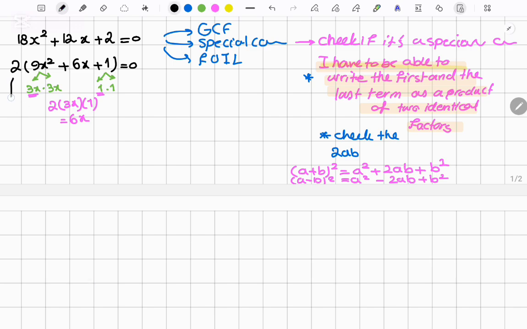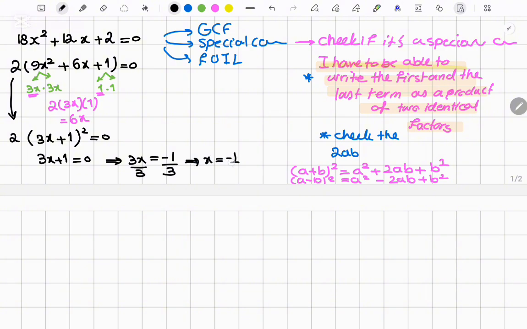So what I'm going to do is bring down the GCF, and then I'm going to have 3x plus 1, the a plus b to the power of 2, is equal to 0. And then I'm going to have 3x plus 1 is equal to 0, because 2 cannot be 0. So it's just 3x plus 1 to the power of 2 is 0, which means 3x plus 1 is 0. And then 3x is negative 1, and x is negative 1 over 3. And that's going to be the zero, okay? So the zero is negative 1 over 3 and 0.